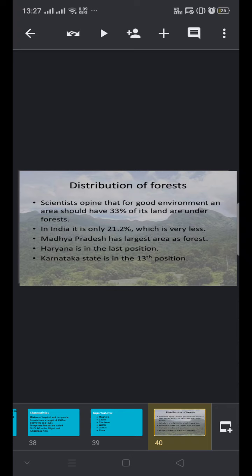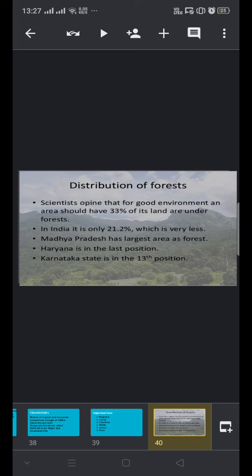Okay, now a very interesting thing to note is that India, with 16% of the world's population, has only 2% of the world's forest. So we must have at least 33% of the land area under the forest cover.